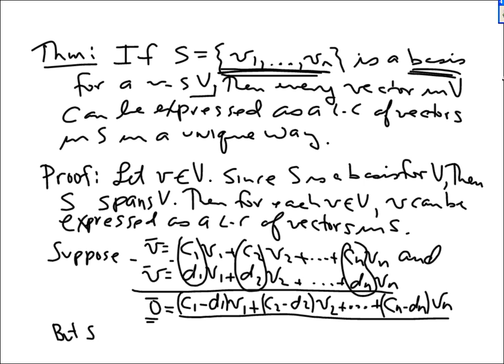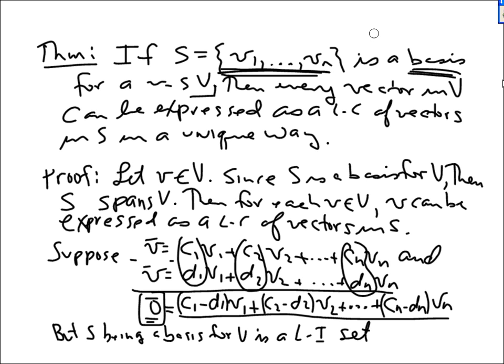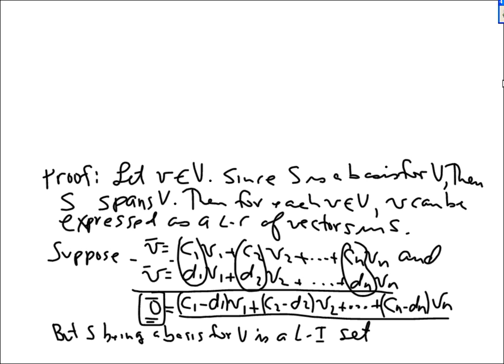But that means S is linearly independent. But S, being our basis for V, is a linearly independent set. I have a linear combination of V1 through Vn which gives me the zero vector, and V1 through Vn is linearly independent. Oh, all those scalars have to be zero. All the scalars are zero.